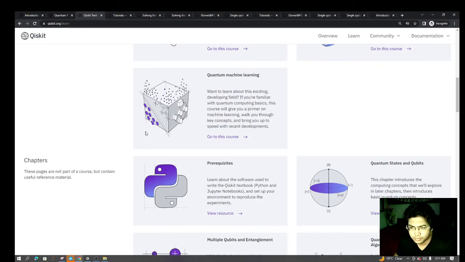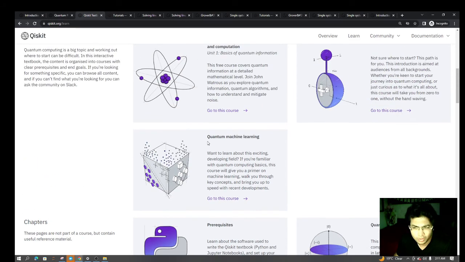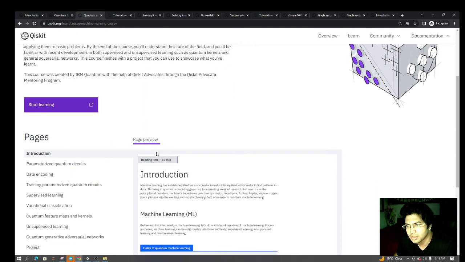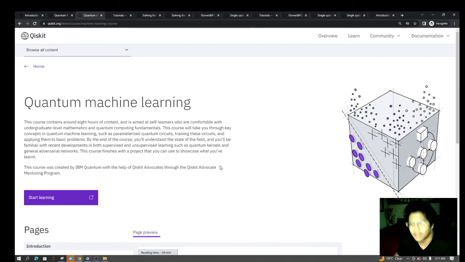Once you have gone through this, then only I'll advise you to go to the quantum machine learning course, because understanding how these circuits are built, what the parameters are, what the states are, these things are more important before getting into something that sounds super cool, like quantum machine learning.